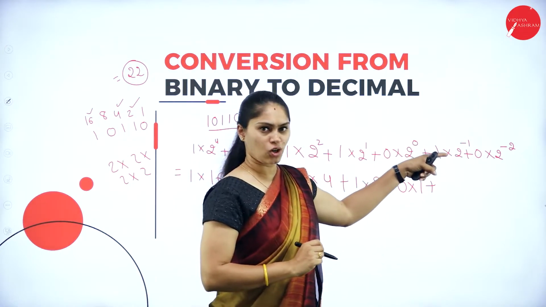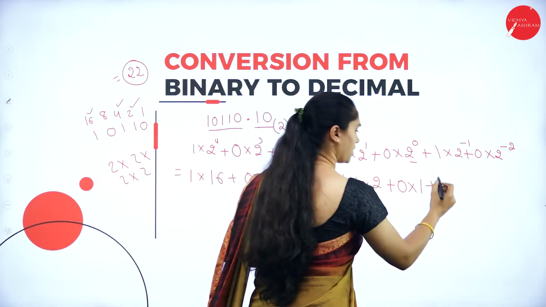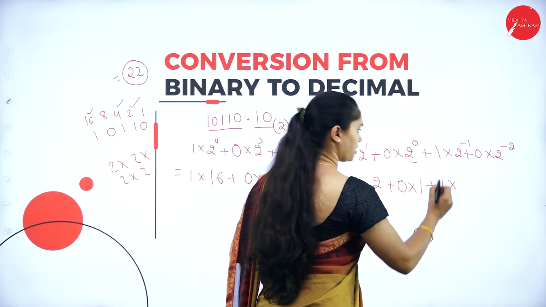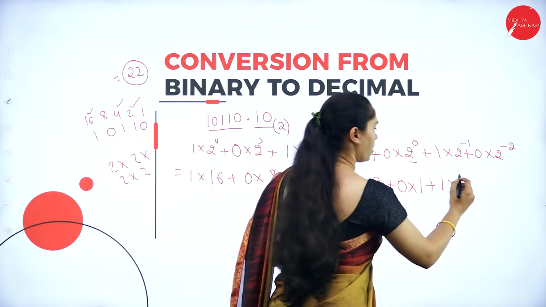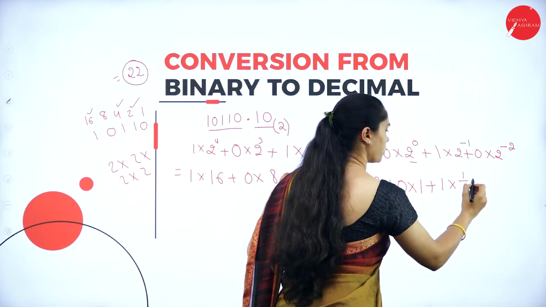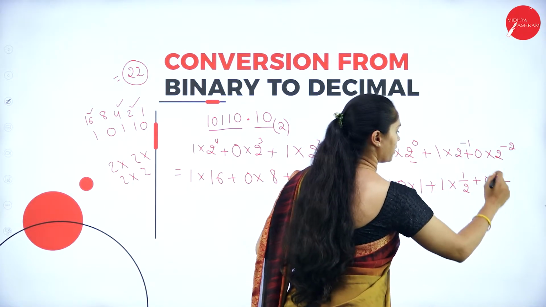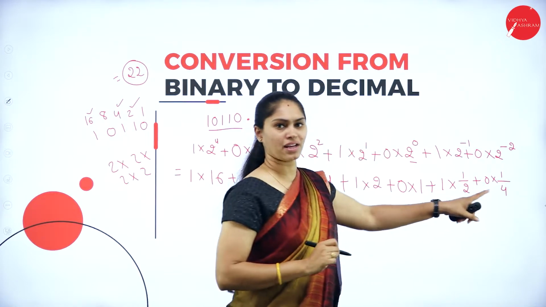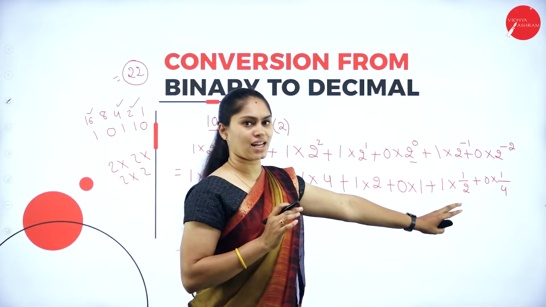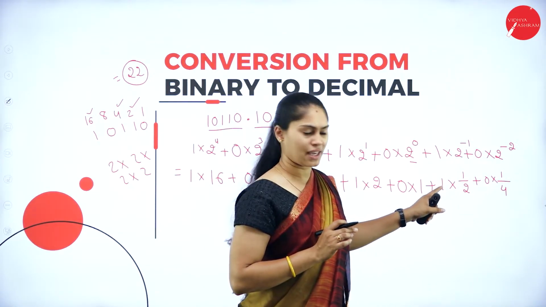Here you need to be cautious. How are we supposed to write? Write it 1 into, then what will it be in the inverse form? 1 by 2. Okay, plus 0 into 1 by 2 power 2 is what? 4. In this manner you have to write. While doing a calculation also you have to follow the same format.